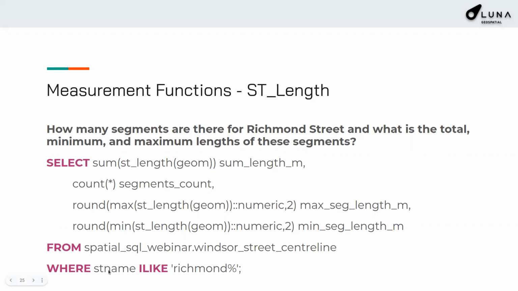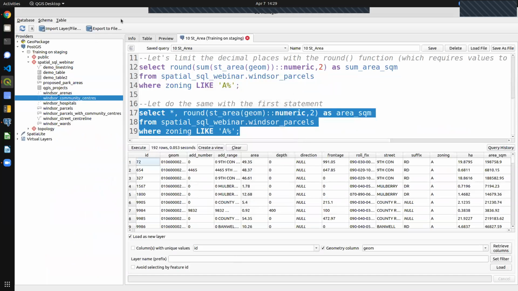And we have a where clause with a street name, which is st name. I like, and this is another one that we haven't talked about yet, I like is case insensitive. So I can write Richmond in lowercase, and then I put that wildcard after, because maybe I don't remember, is it Richmond Street or Richmond Drive or Richmond Avenue? Doesn't matter. I'll put the wildcard there. All right, so if we come down and do the length.